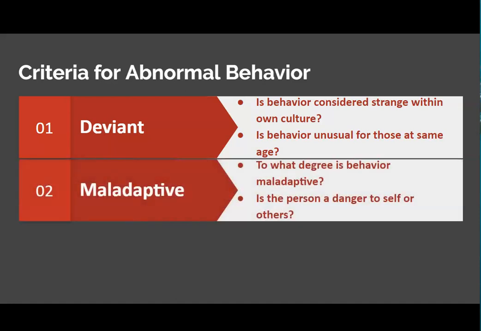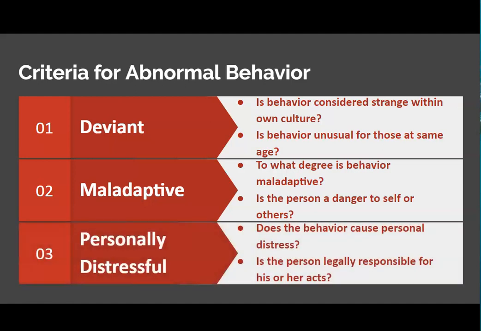The second characteristic of abnormal behavior is maladaptive. 2 questions we will ask are, to what degree is behavior maladaptive? This question assesses the extent to which the behavior impairs an individual's functioning. The second question, is the person a danger to self or to others? Psychologists have a duty to protect their client and those who may be placed in danger as a result of a client's actions. Here is where we would assess for suicide.